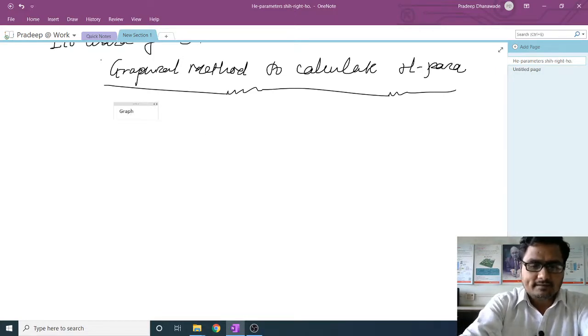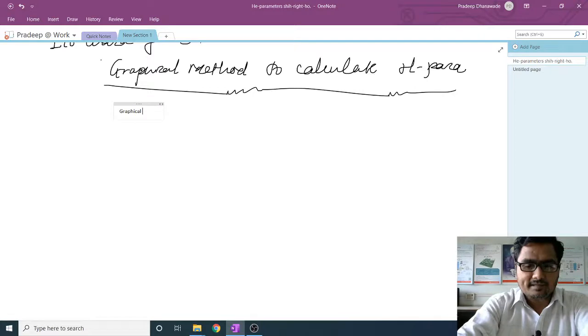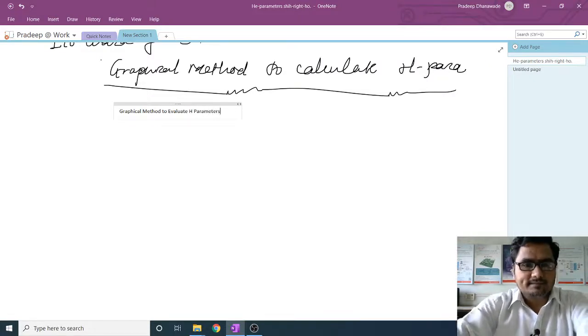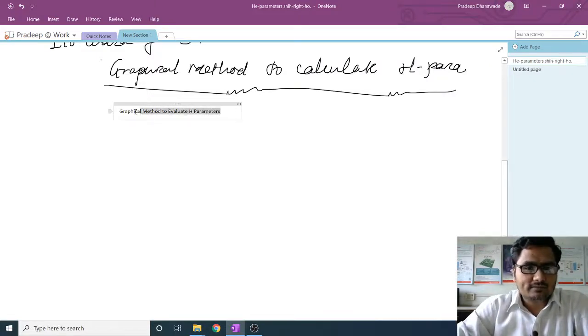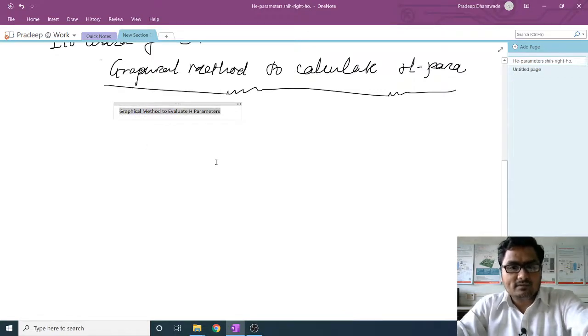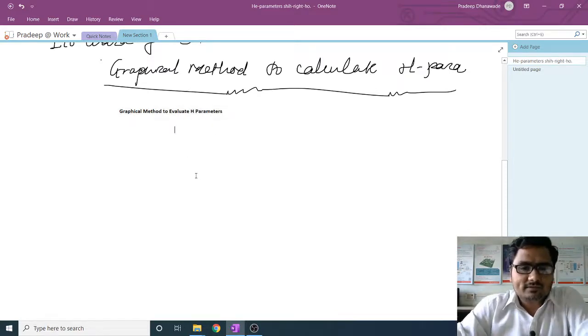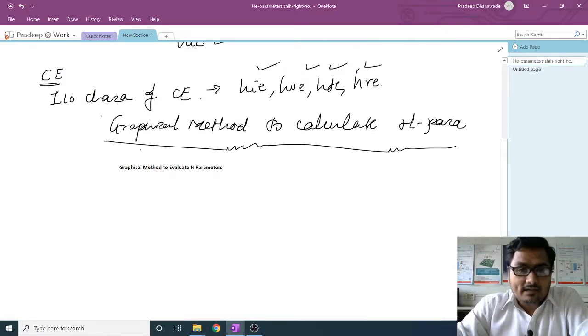Yes, it is a graphical method to evaluate H parameters. That is what our title will be. Now it is visible. Yes, it has become visible: the graphical method to evaluate H parameters. To evaluate H parameters with the help of the graphical method, I will need IO characteristics.